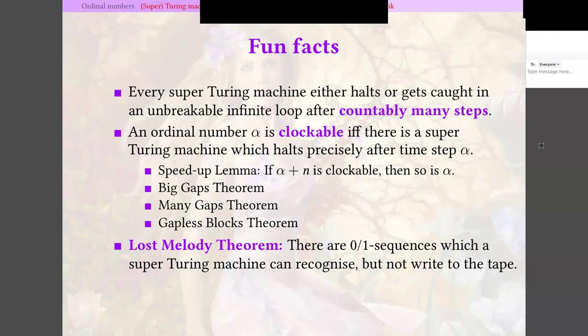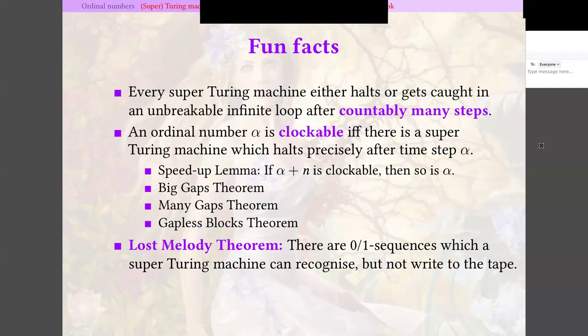However, this is a non-trivial notion in the sense that it's not the case that every ordinal number is clockable. So there are ordinal numbers such that you cannot terminate precisely on that number of days, only a bit earlier or a bit later, but not precisely on that day. Hence it's an interesting non-trivial notion. And then there are a couple of theorems around it. For instance, the so-called speed-up lemma.